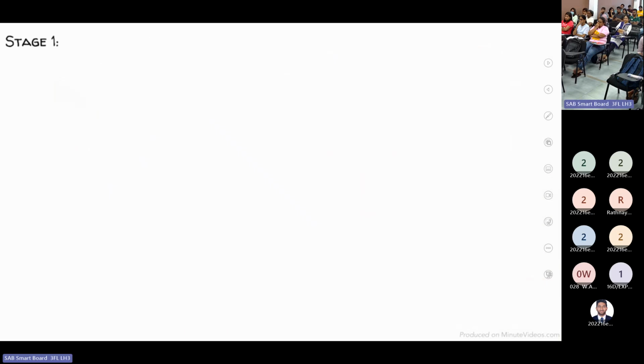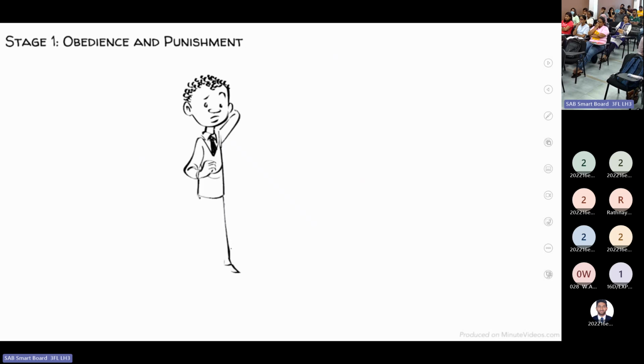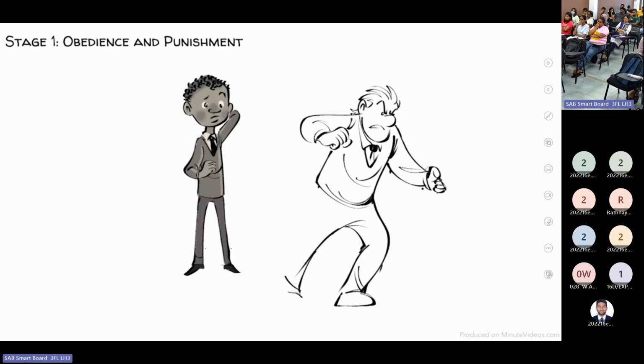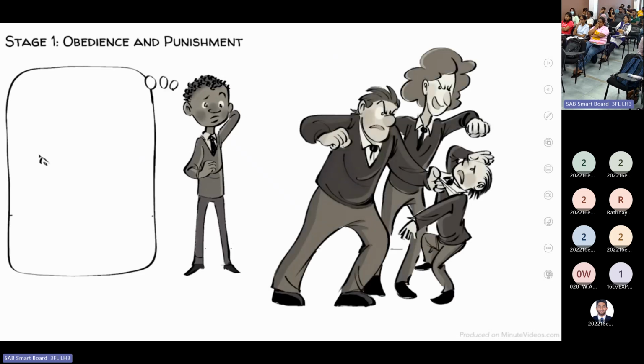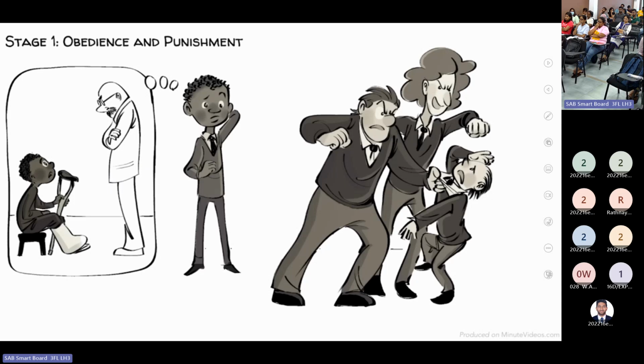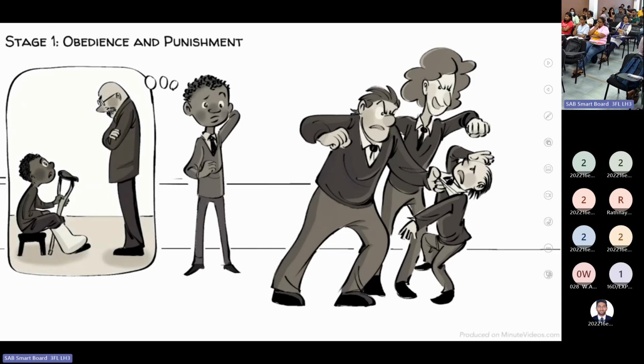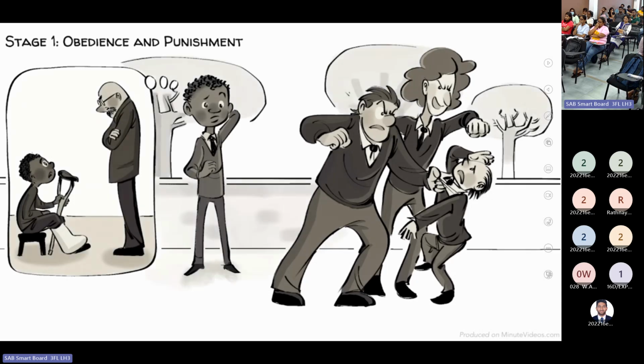Stage 1, we make moral judgments based on obedience and punishment. Finn's sense of good or bad is directly linked to whether he gets punished or not. Finn sees what is happening to his friend and wants to help, but he doesn't because he is afraid the teacher may punish him if he gets caught fighting. He asks himself, how can I avoid punishment?